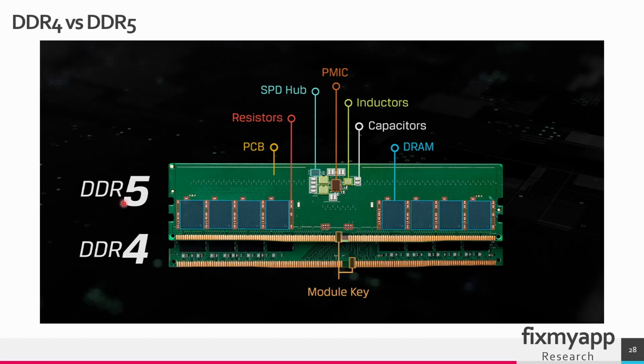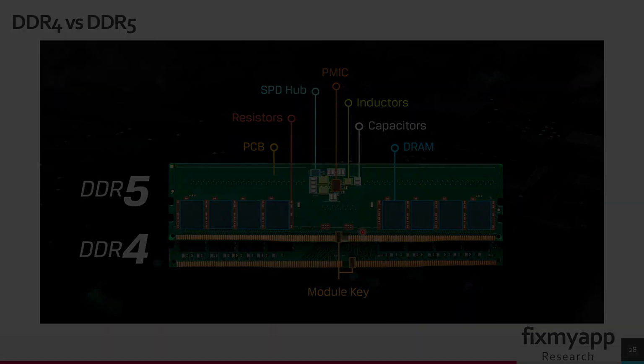The other changes are the module key. So in DDR4 the module key or notch is located here, and in DDR5 it's located on the left side. In DDR4 the resistors and capacitors are located near the connectors, and in DDR5 these resistors and capacitors are now surrounding the memory chip, and also the resistors are located near the notch.